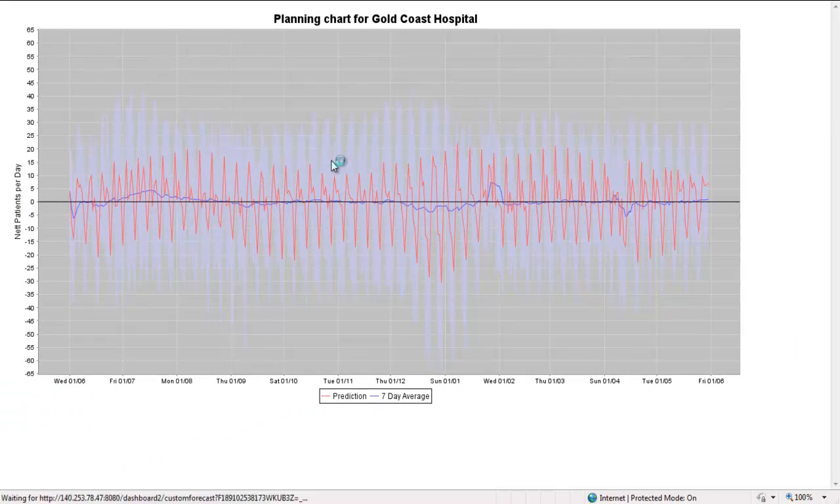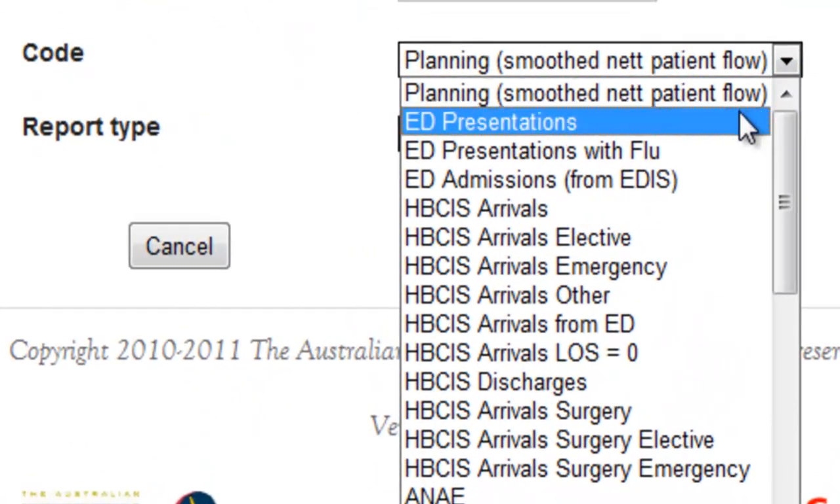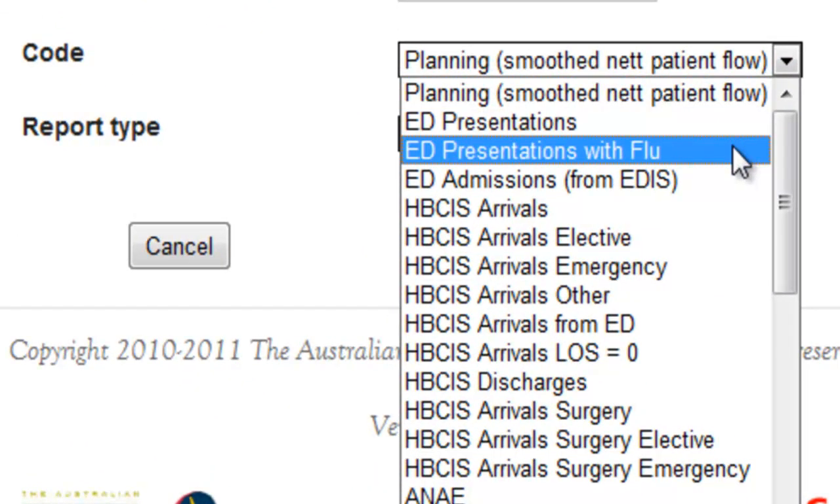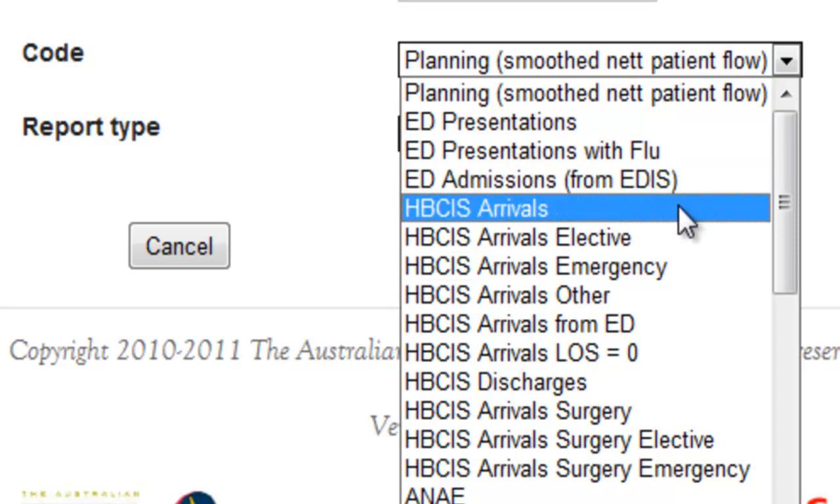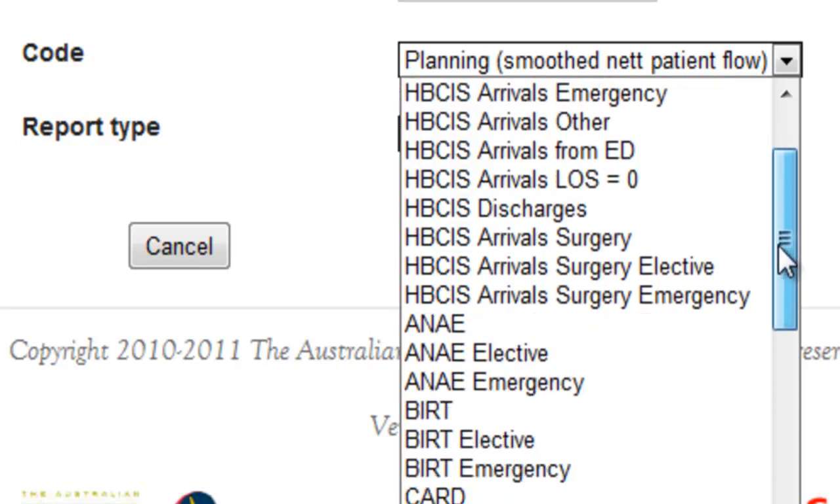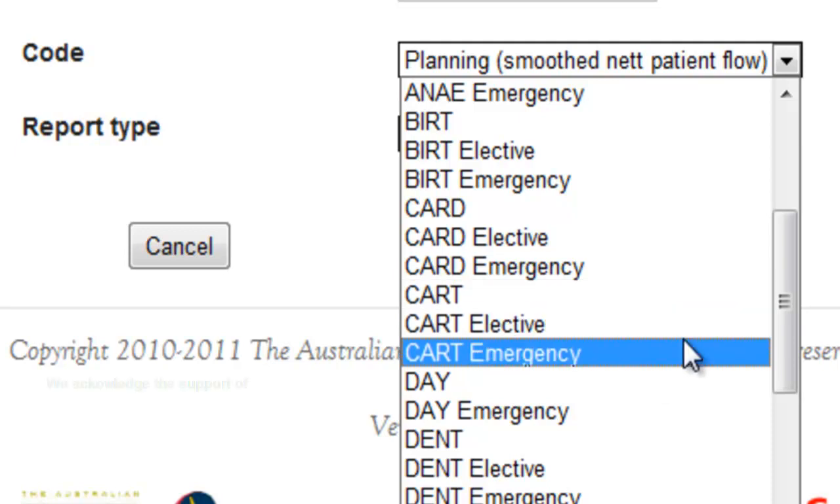So if I just go back to that screen, here we can see all the other things that we can provide forecasts for on a custom basis. We've got all the ED presentations. We also provide a breakdown of patients presenting with influenza-like symptoms, based on a grouping of ICD-10 diagnosis fields: influenza, pneumonia, and a few others. We also look at, according to EDIS, what's admitted. Then there's all the Hibiscus information. So we've got all the main groupings in Hibiscus, and then specifically individual admission units. Again, how much for each of these is elective and how much is emergency.